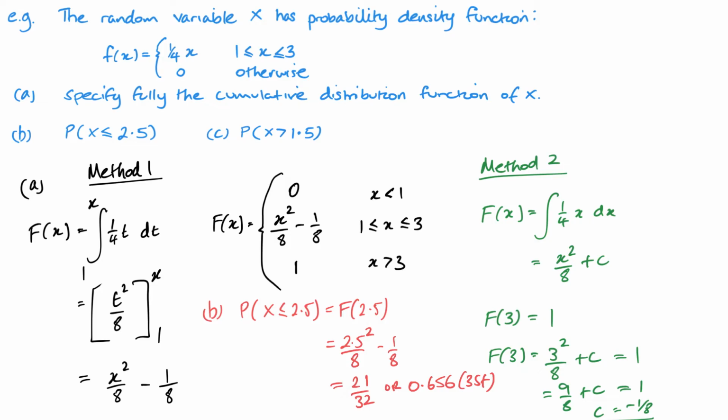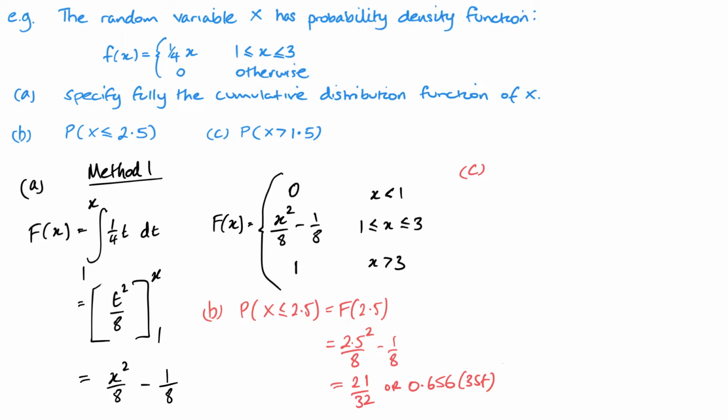Part C now is another one similar to this. I'll just make some room. So part C is probability when x is greater than 1.5. So that's 1 minus the probability when x is less than 1.5, which is 1 minus f of 1.5. So it's 1 minus, and all I want to do is substitute that 1.5 in.